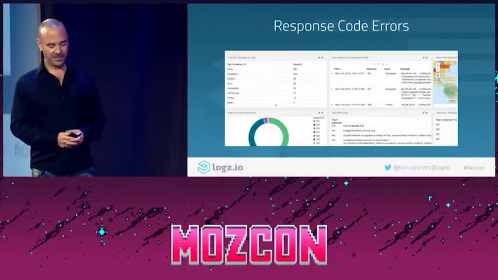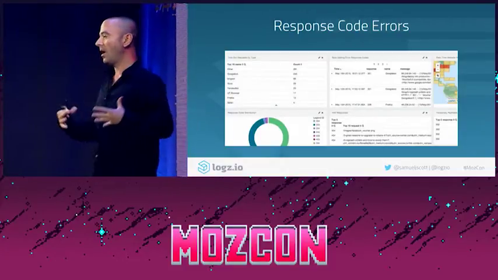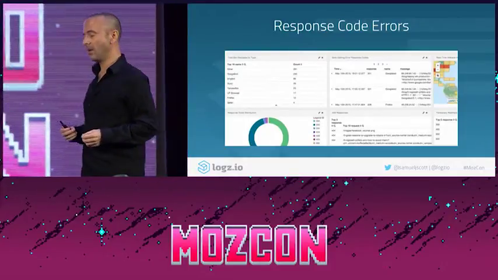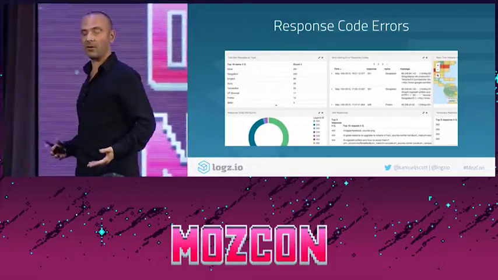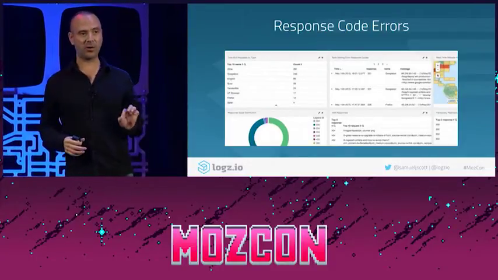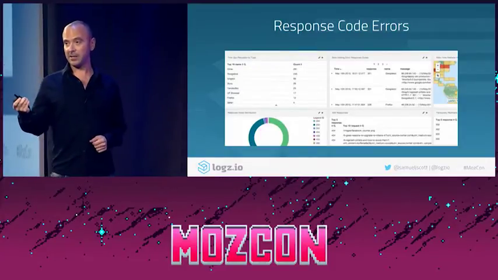Response code errors. One thing you can do when you do server log analysis is batch URLs and overall directories by response code. You can collect all of your 404s together, all of your 302s together, so you know exactly where the problems are occurring and what needs to be done to fix them.